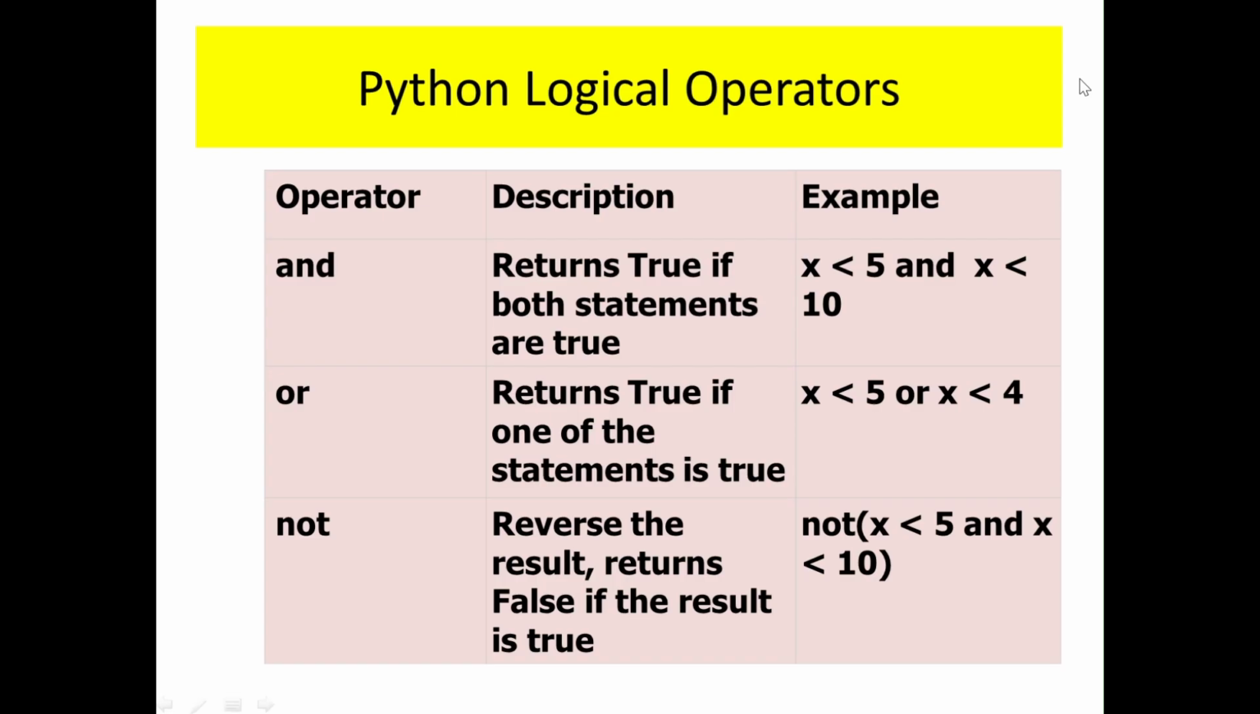Here I have shown logical operators. AND is a logical operator, which returns true if both statements are true. Example I have given: x is less than 5 and x is less than 10. Only if both conditions are true will the answer be true, otherwise it will give false. Or is a logical operator and not is a logical operator. We will see a coding for understanding this better.